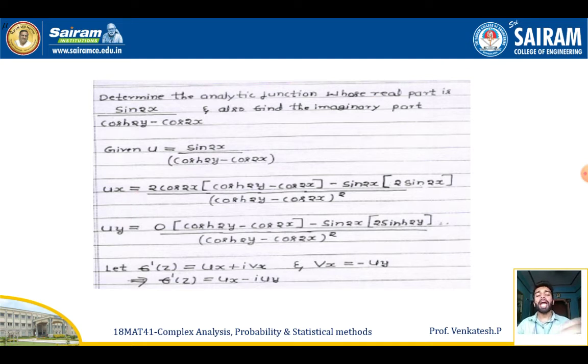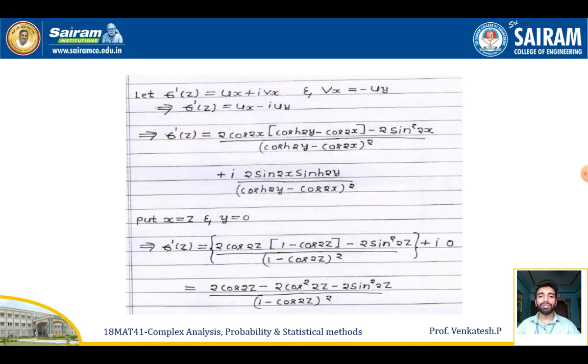Along with that, I am going to replace x is equal to z and y is equal to 0 in the equation. So I will be getting f dash of z is equal to 2 cos 2z into 1 minus cos 2z minus 2 sin square 2z by 1 minus cos 2z whole square. I got it. This is when I replace x is equal to z, y is equal to 0 after replacing ux and uy in the f dash of z equation.